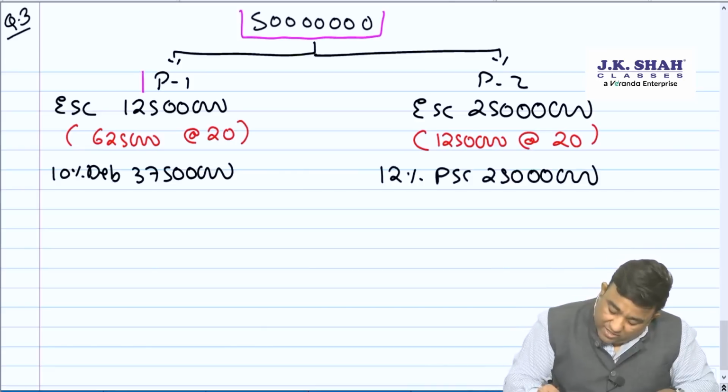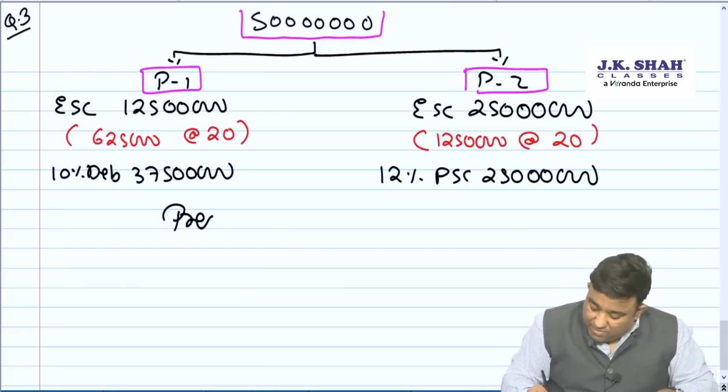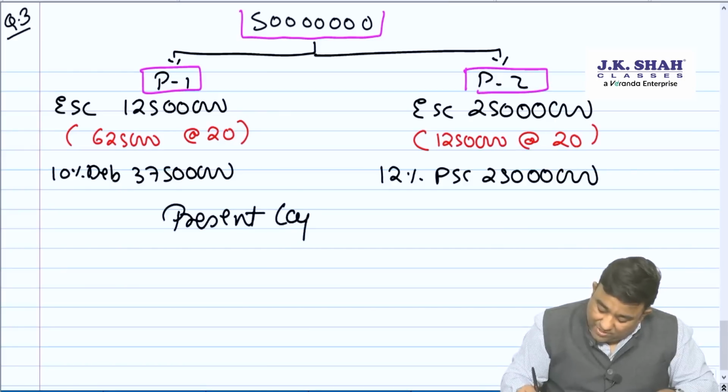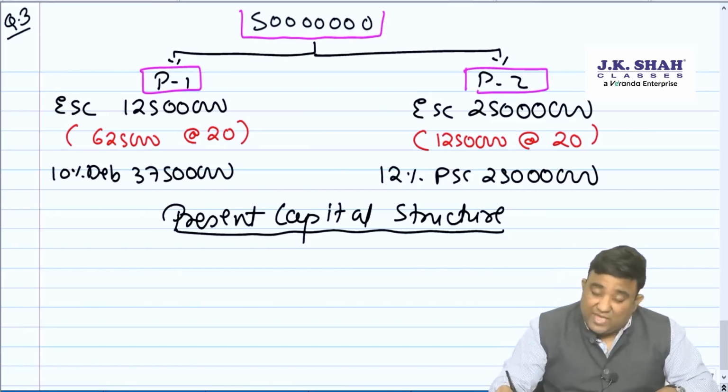Student, two plans, plan 1 and plan 2. Now, there is something like the present capital structure. Student, framing of the structure is very important in this chapter. Student, can I have the present capital structure?